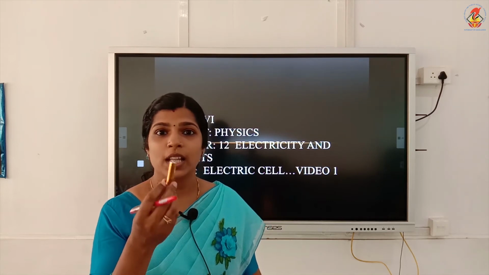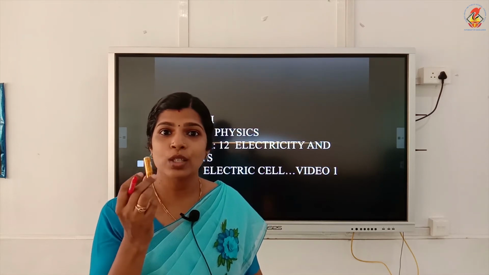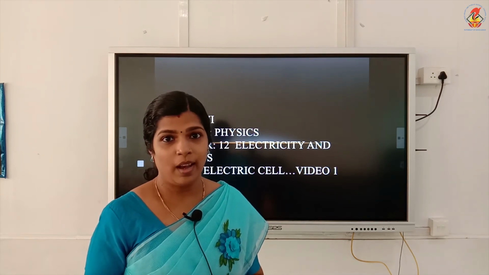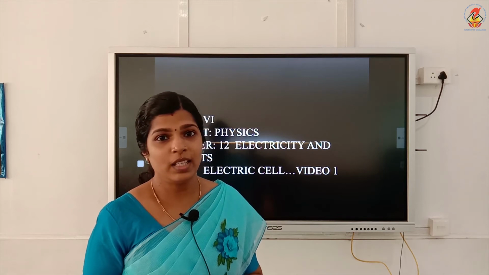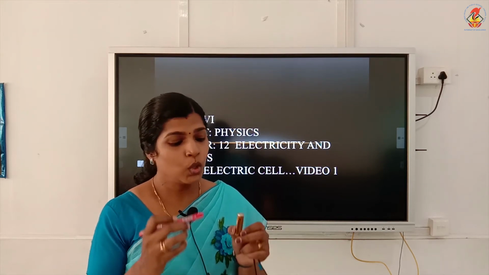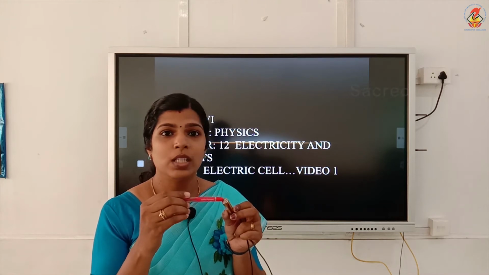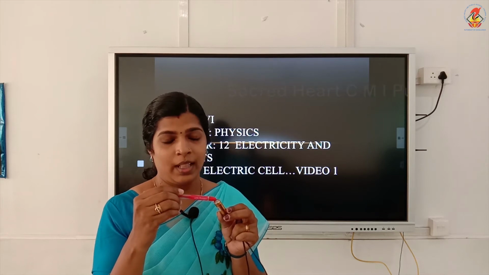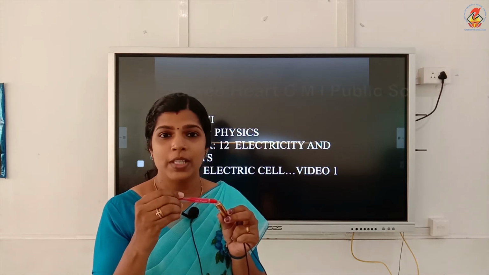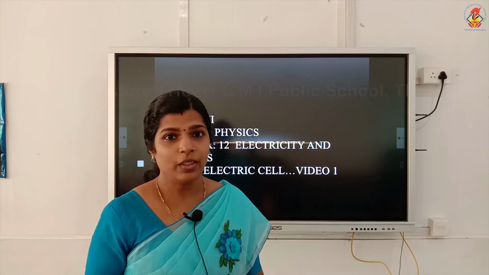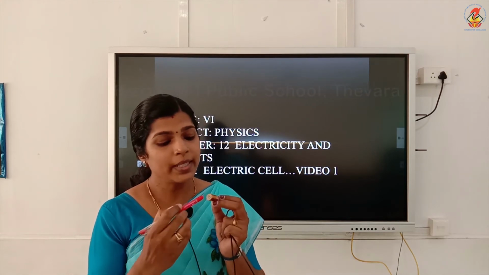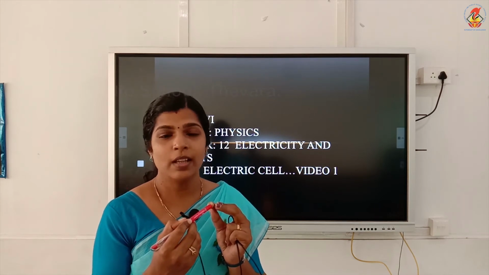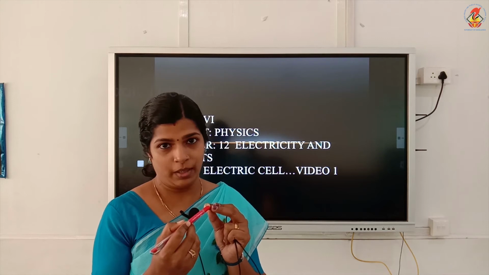This one is a cell. It has 2 terminals, one positive terminal and one negative terminal. A metal cap is there, and that metal cap represents the positive terminal. A metal disc is there at the bottom, and that represents the negative terminal.